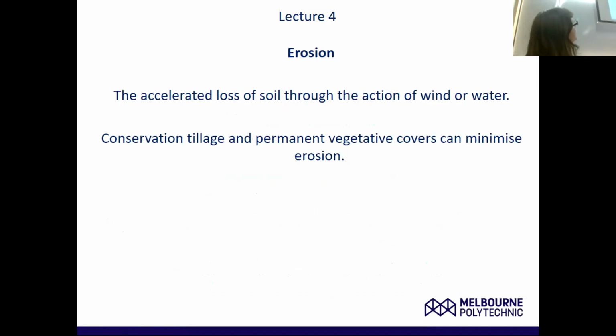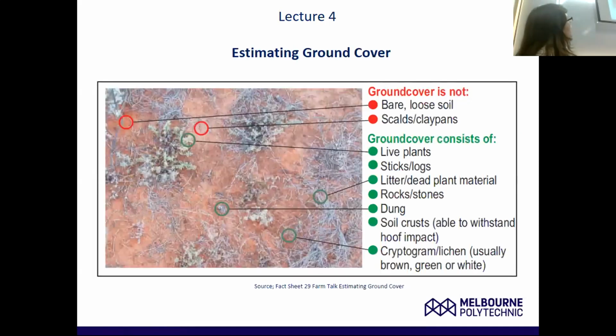Erosion. This is a problem as it accelerates the obvious loss of water. And things like introducing tillage can reduce erosion. How you manage your soils and your vegetation and minimize your exposure of your soils is basically how you manage erosion. There is something called estimating ground cover, which is exactly what it says. If you've got a lot of ground exposed, you're going to have a lot of what?